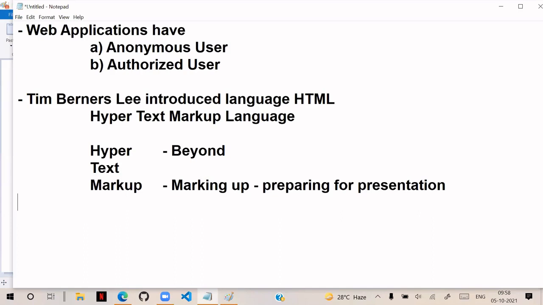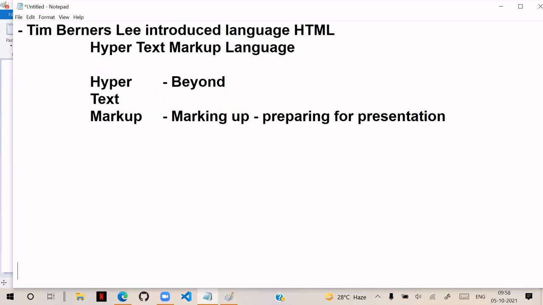On the web, information is presented by using a language. And what is that language? Markup language. And what is the markup language we generally use for presentation? HTML. HTML is a markup language. That means HTML is actually a presentation language. The presentation happens with HTML. Actually, without HTML also we can present.